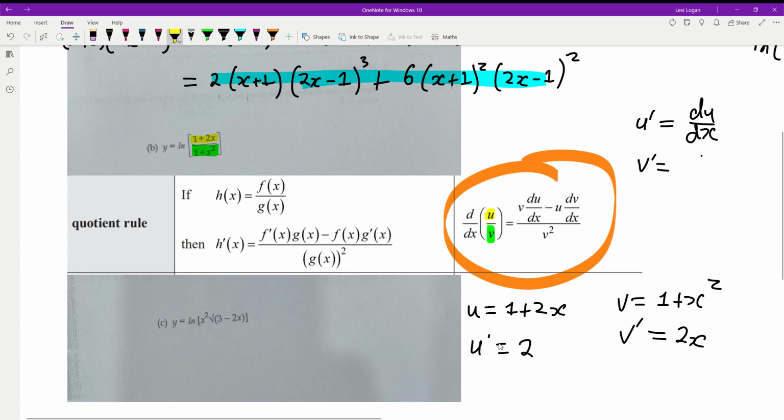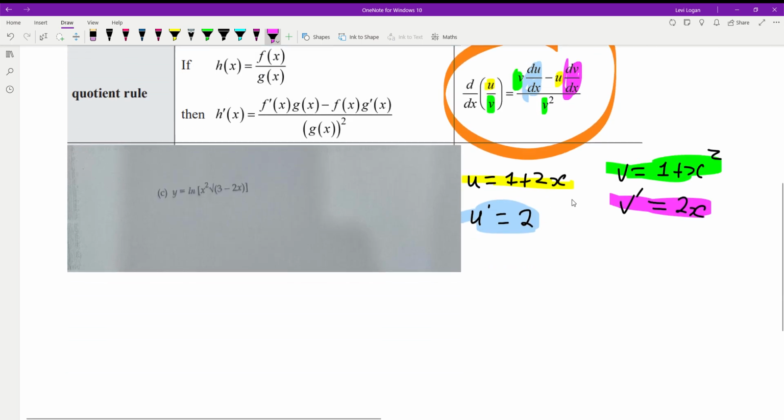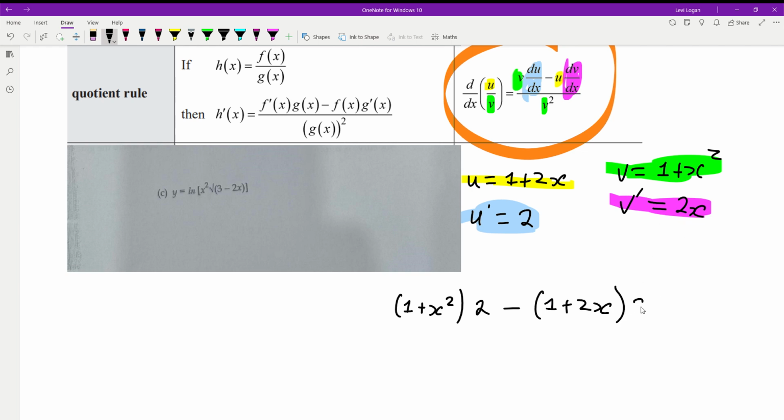So we can literally substitute this into here, this into here and here, and then finally this can go into there, and this can go into there, okay? So literally just copy and paste into the formula. So you're going to have 1 plus x squared multiplied by u dash, which is 2, minus 1 plus 2x multiplied by v dash, which is 2x, divided by just this function here, so 1 plus x squared, okay?